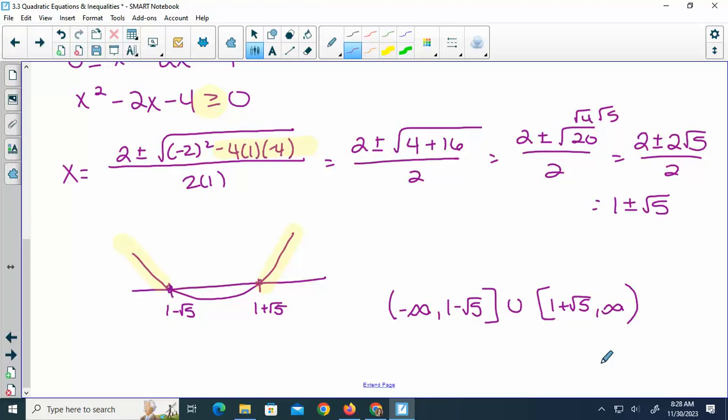Alright. I'm going to give you guys one. I want to see if you can figure it out, and then we'll talk about it. Any questions on this example?